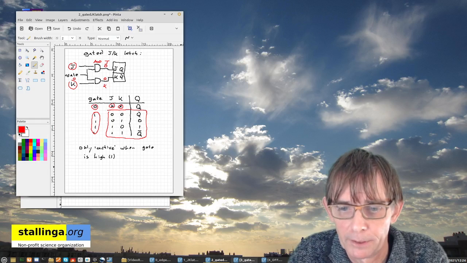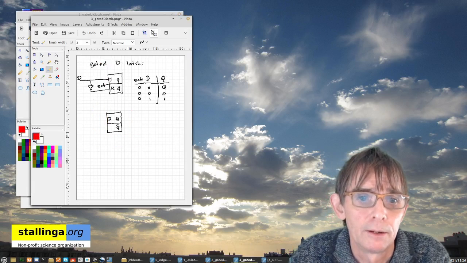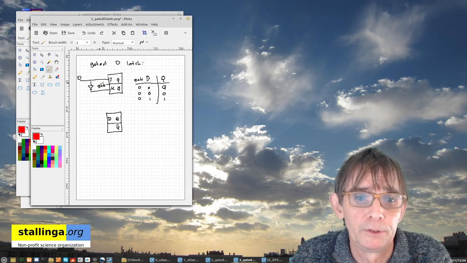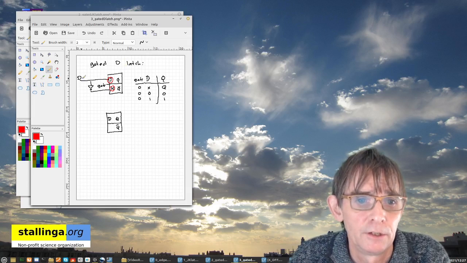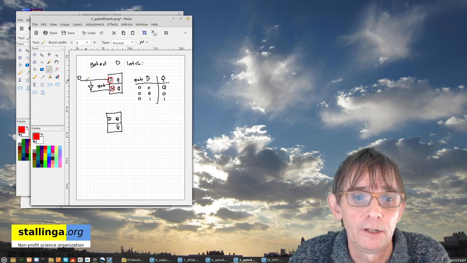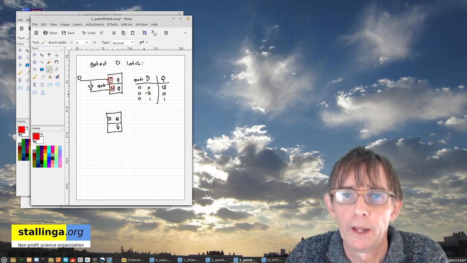Okay, let's complicate things a little bit. Now I will put it in such a way that K is always the inverted signal of J. Let me now call this D, because this is called the D latch. So the D latch is that J equals D and K equals not D. So what do we have then?